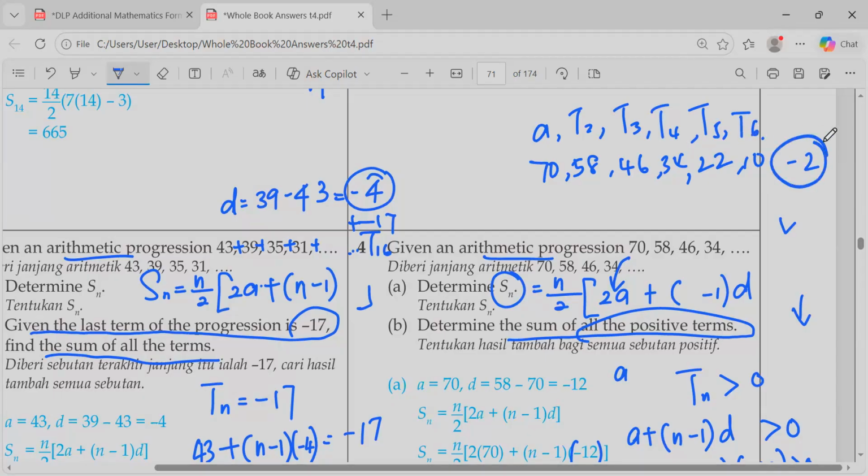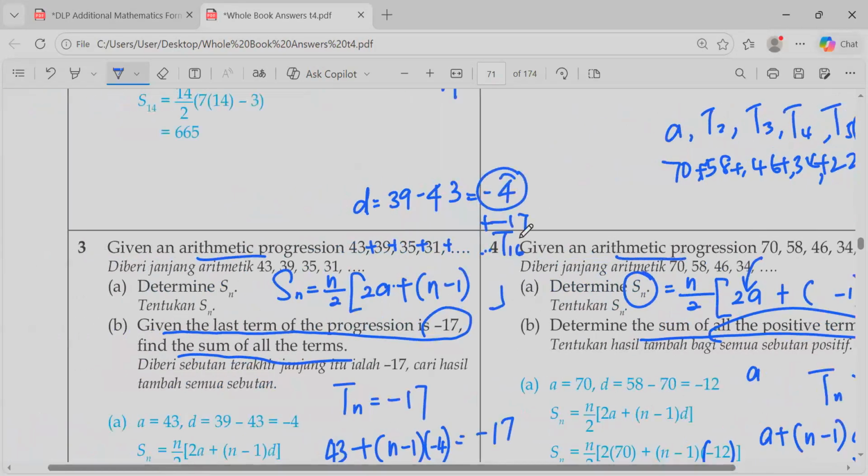He doesn't want negative. So I know only got 6 terms. So if you want to add all the terms, you just add all the numbers here. Same as this question. Okay, you can minus until you get negative 17, and then you add all the numbers you get, and then you still can get the Sn.